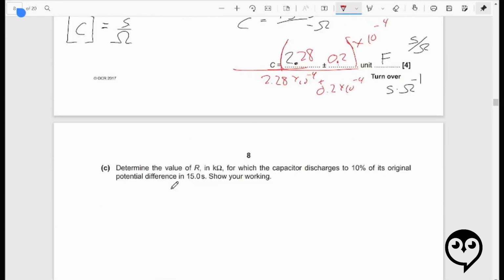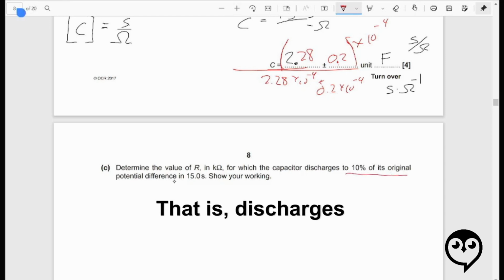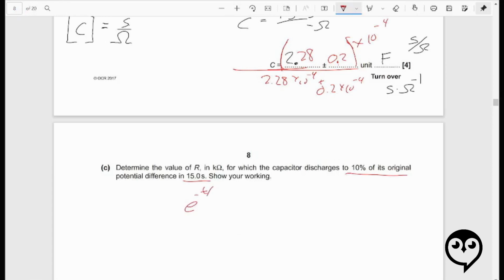Determine the value of R for which the capacitor charges 10% of its original potential in 15 seconds. Okay, so we're going to have e to the negative t over RC. We're going to have some value out in front. Now, we need to know what R is, and we're going to discharge. So we're going to have the potential difference going down. And they want 10% of the original.